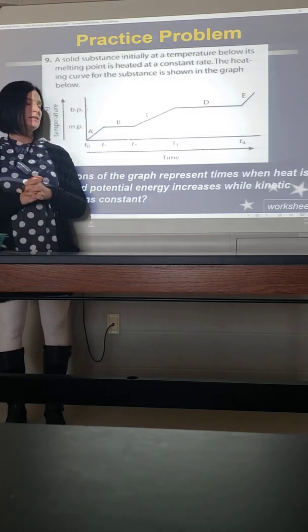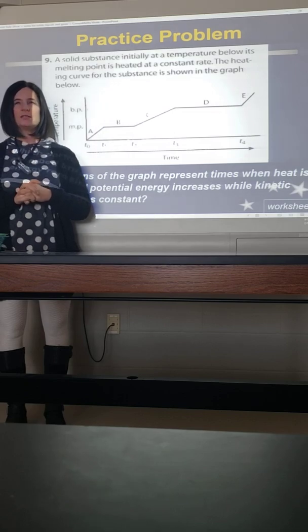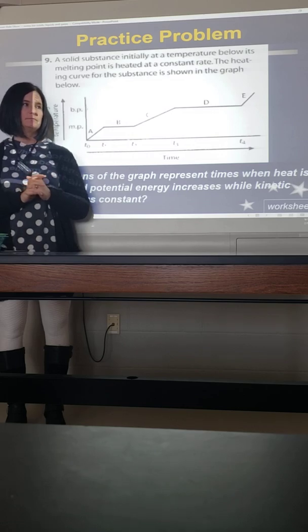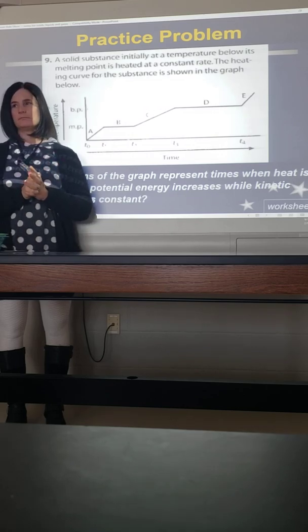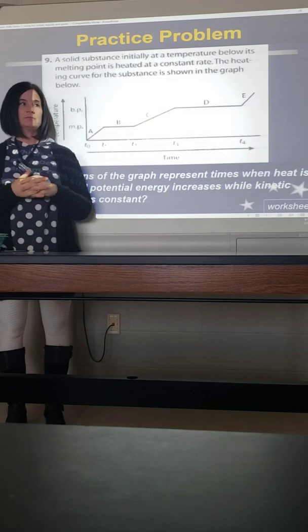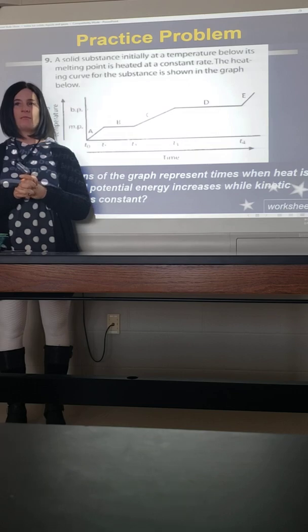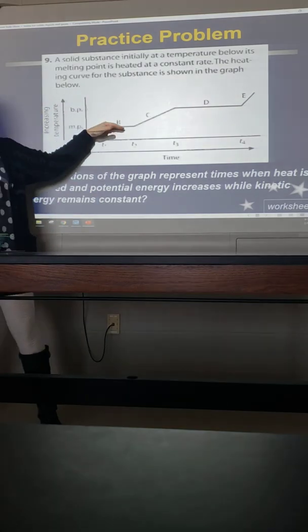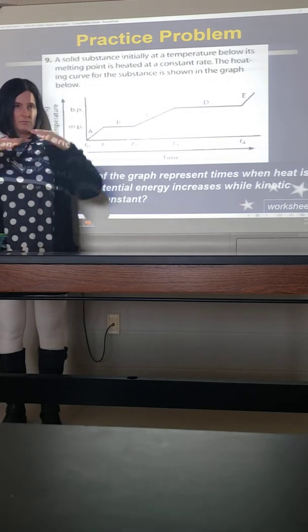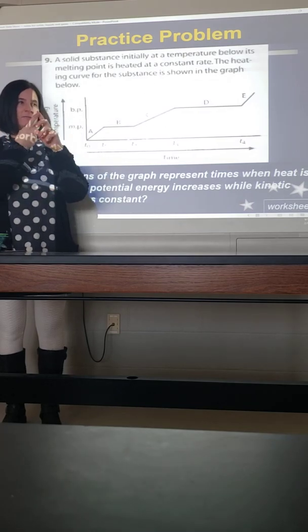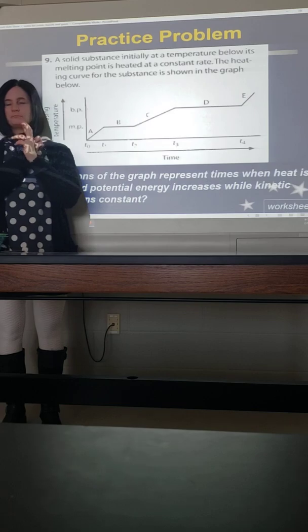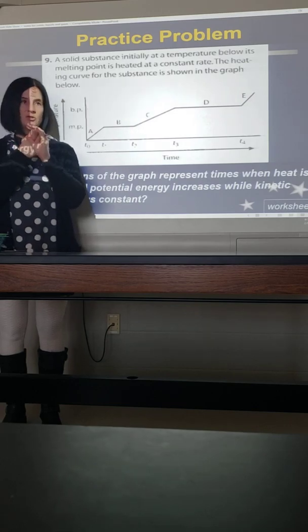All right, where are we going to see two phases happening at the same time? Is it going to be A, B, C, D, or E? Where are we going to see two phases taking place? Think of the 3 P's. I heard somebody whisper B. I don't know who it was. You're right. B is a plateau, right? Plateau means phase change, plateau, and potential energy changing.